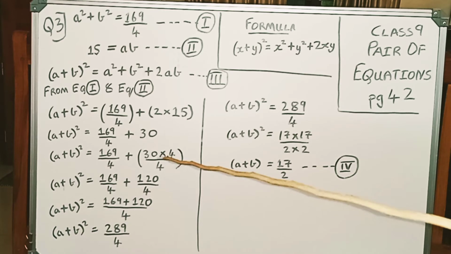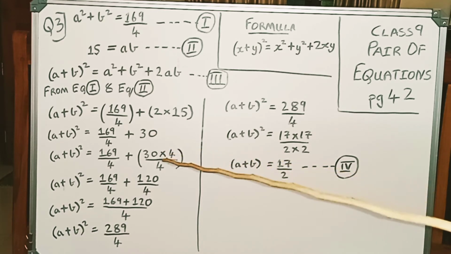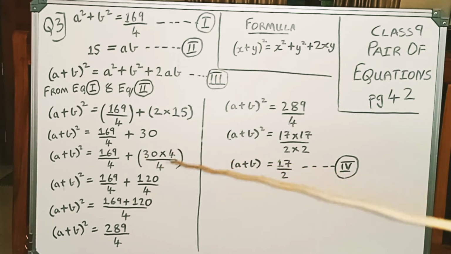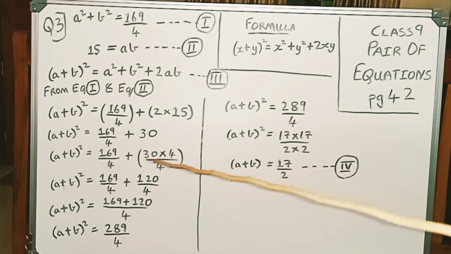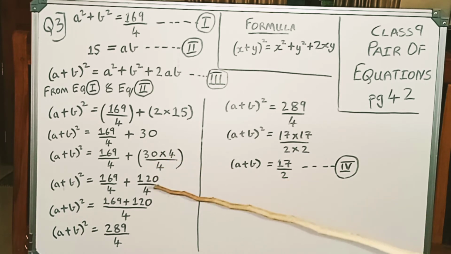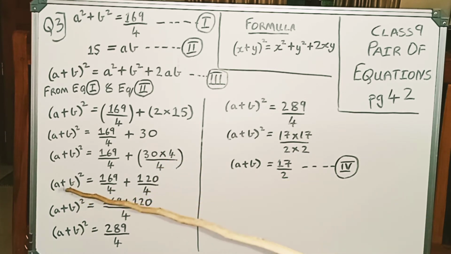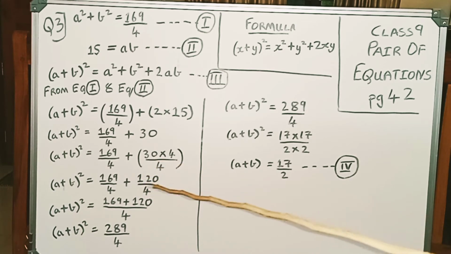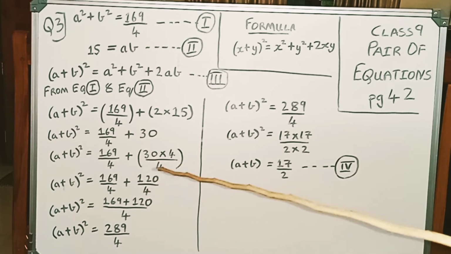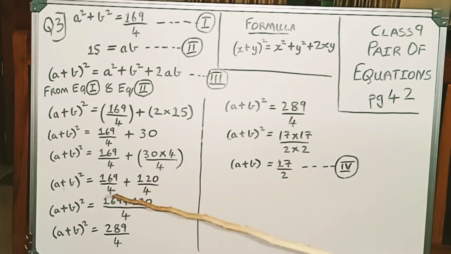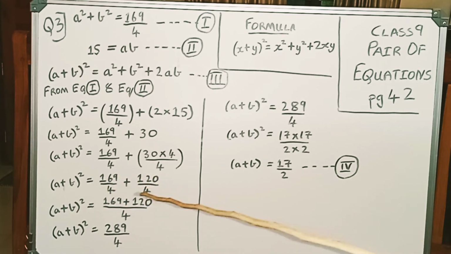These two terms, if you cancel, the answer will be 30 itself. That is why. And why 4? Because we want 4 in the denominator, that is why we are multiplying and dividing by 4. If you multiply and divide by 4, you will get the numerator as 120 and the denominator 4. So a plus b the whole square is equal to 169 divided by 4 plus 120 divided by 4. You can see the denominators are the same, so now we can add them.